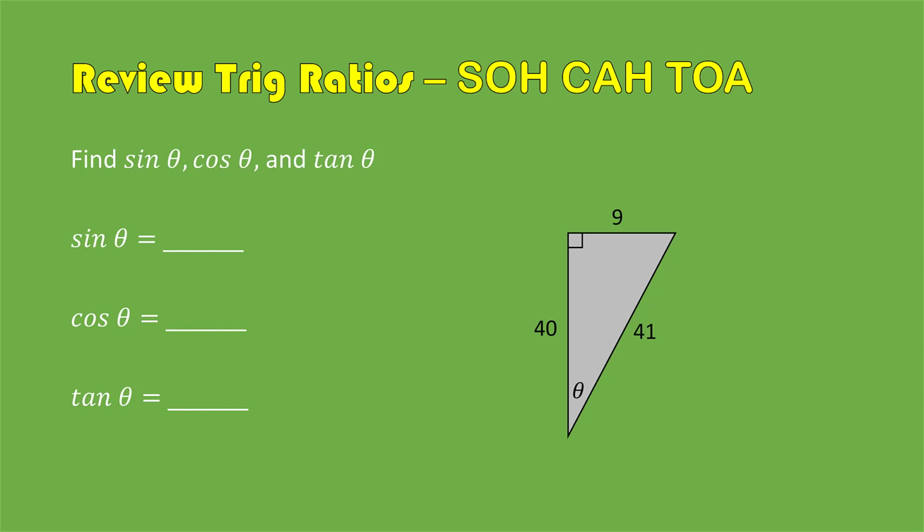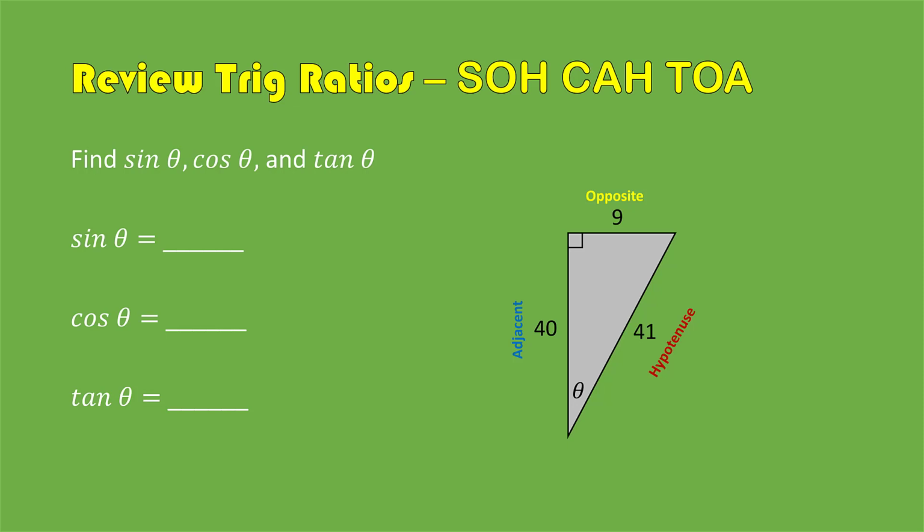Remember, this was our mnemonic device, SOHCAHTOA. So we are going to use this triangle to find sine, cosine, and tangent. The first thing we want to do is identify theta and label the sides with reference to theta. So here we have our opposite, adjacent, and hypotenuse labeled. Now we are ready to go ahead and find our ratios.